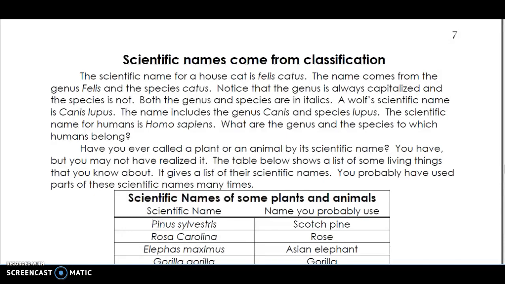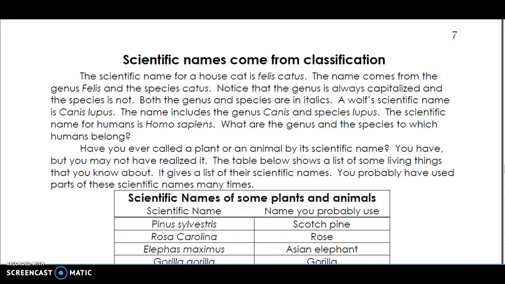The scientific name for a house cat is Felis catus. The name comes from the genus Felis and the species catus. Notice that the genus is always capitalized and the species is not. Both the genus and species are in italics. A wolf's scientific name is Canis lupus. The name includes the genus Canis and species lupus.